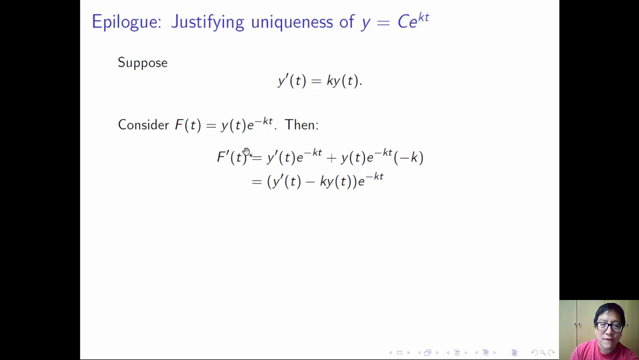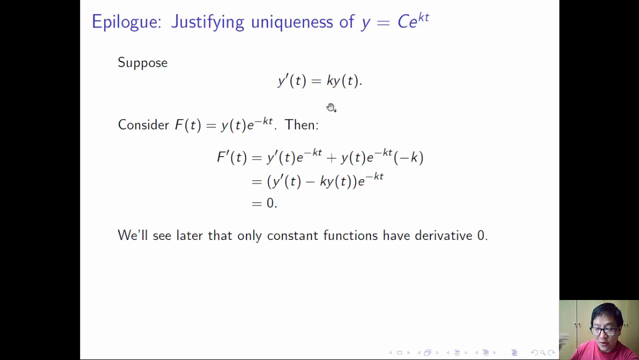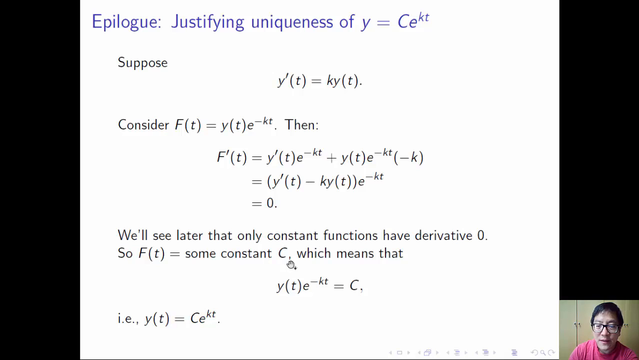But because y is a solution to this equation, this term over here is exactly 0, and so this whole thing must be equal to 0. So we found that f prime of t is equal to 0. Later on we'll see that the only function that has derivative 0 is a constant, and so it must be the case that f of t is equal to some constant C, which means that y of t times e to the minus kt is equal to C. Or in other words, y of t is equal to c times e to the kt.